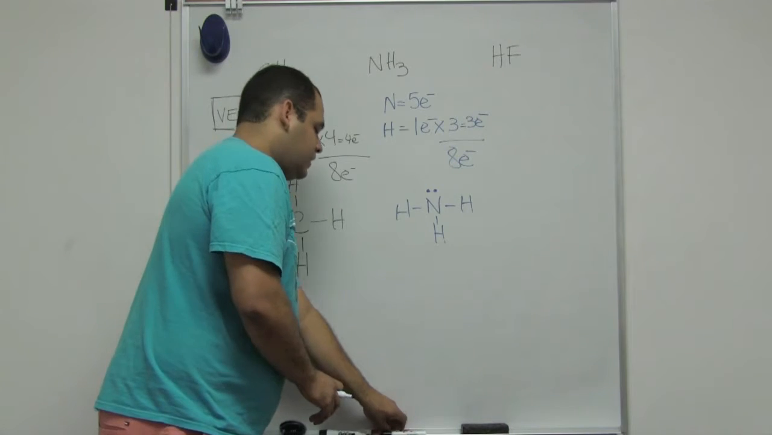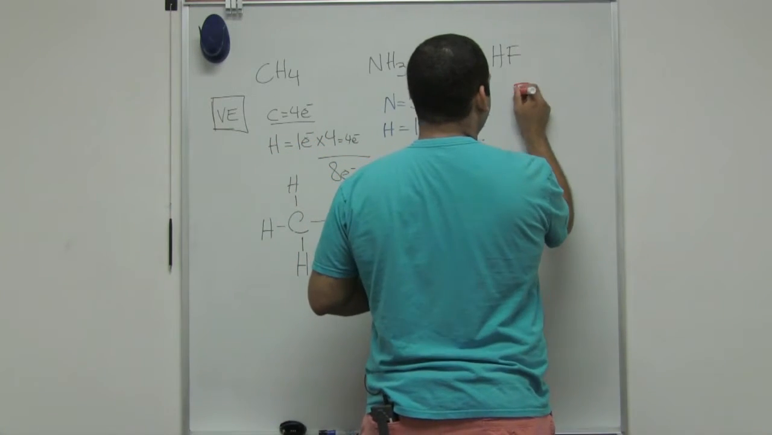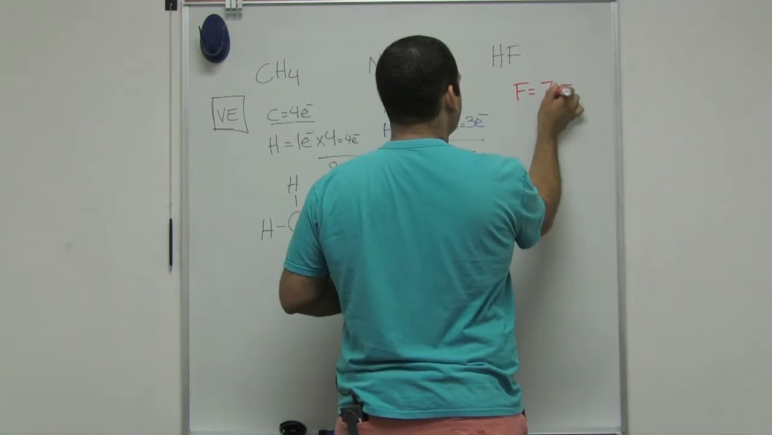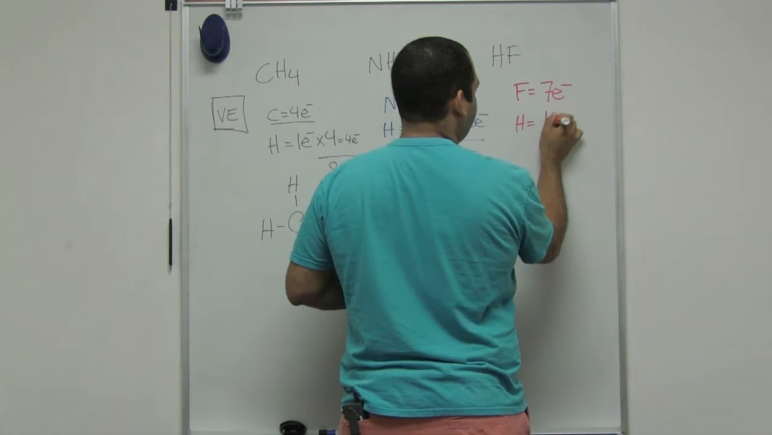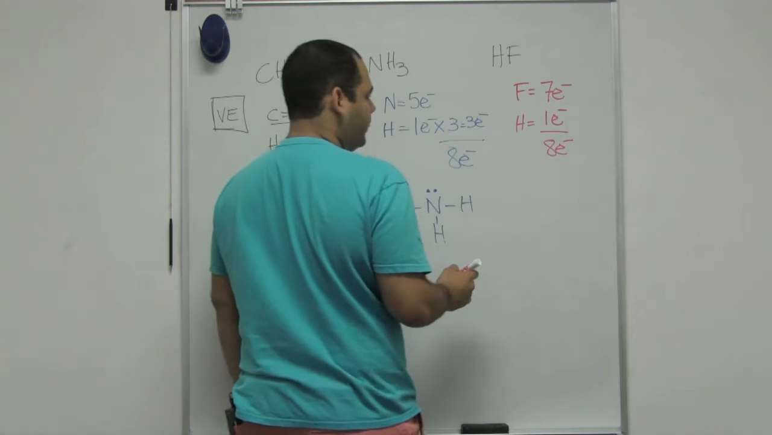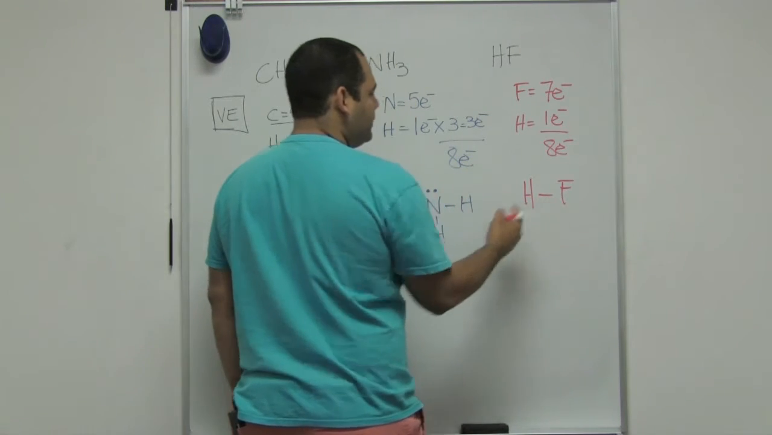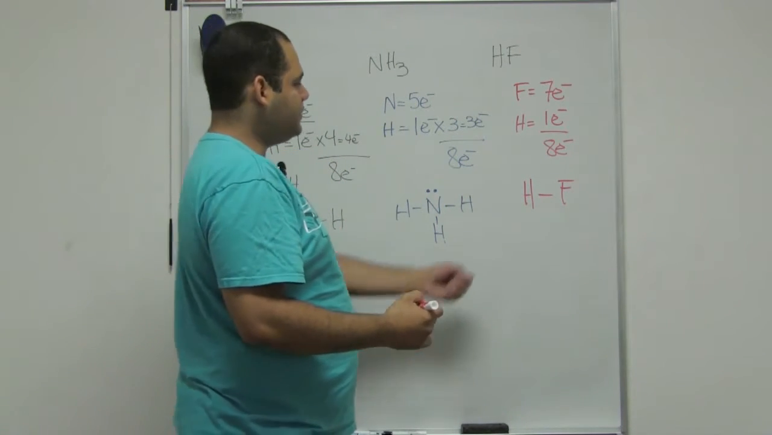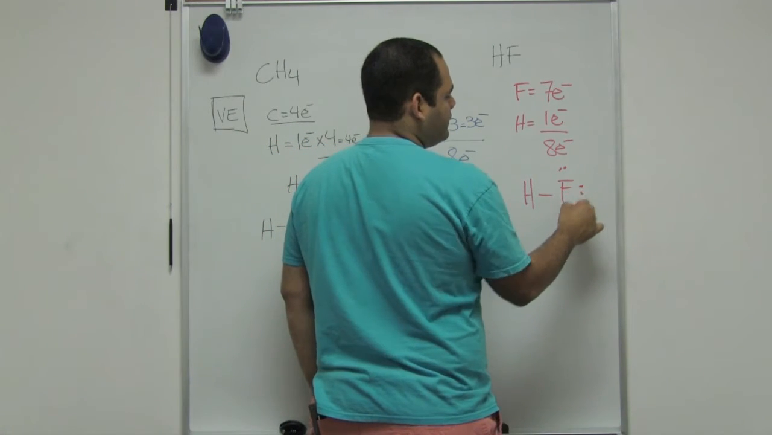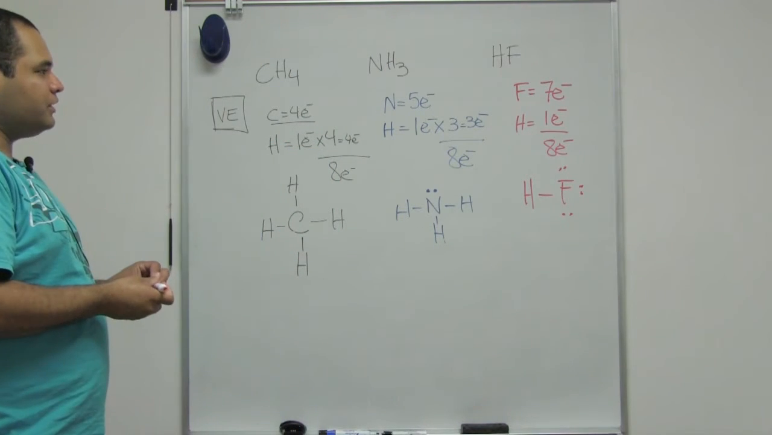Now let's look at HF. I check fluorine and it has 7 valence electrons, and hydrogen has only 1, giving me a total of 8 electrons. So I know that hydrogen and fluorine are combined with that dot. So this is stable now. So I have 2, 4, 6, 8. So this is how we draw Lewis structures.